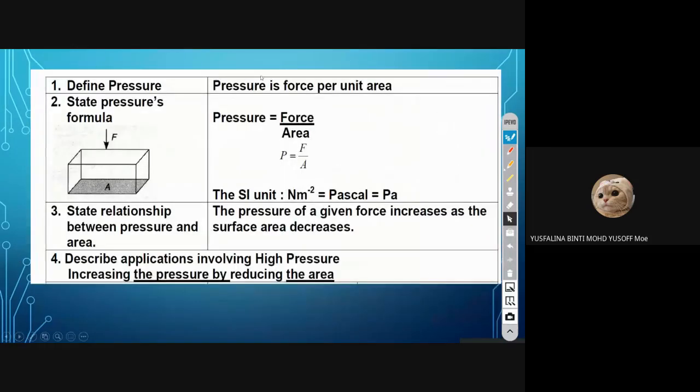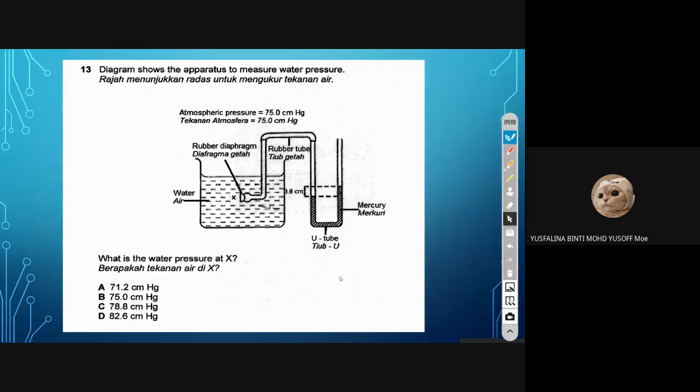This is the revision. Define pressure. Pressure is force per unit area. State the formula: P is equal to F over A. The unit must be Pascal, or you can put N m negative 2 also. The relationship: when the pressure increases, the area should decrease. So increasing the pressure by reducing the area. We already know this from the tractor on muddy ground.